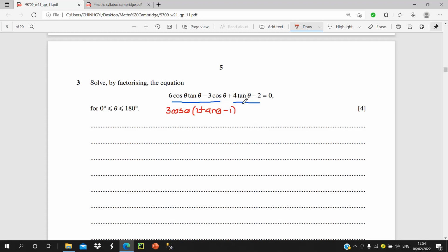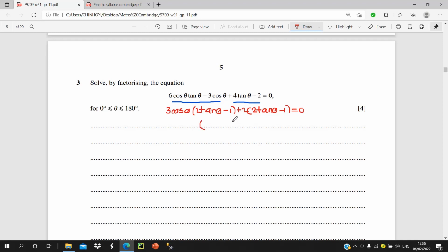Then for the next 2 terms, what is common here? It's 2. So we say plus 2, factor out, and you are going to have 2 tan theta minus 1 is equal to 0. As you can see, the 2 brackets are now the same.